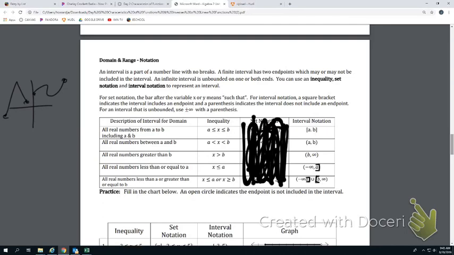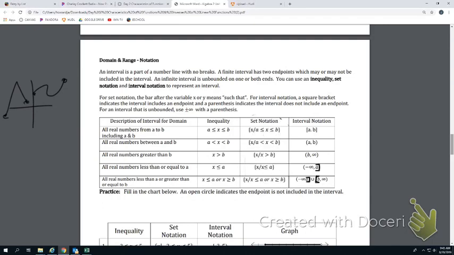I want you understanding and being able to read the set notation. All the set notation is inequality, except at the very beginning. If it's domain, you have that x and that slash, that line. But if you look, this was just copied and pasted right over to this spot. So it's the same thing as inequality notation.